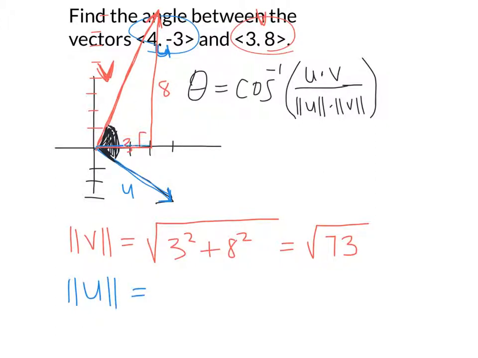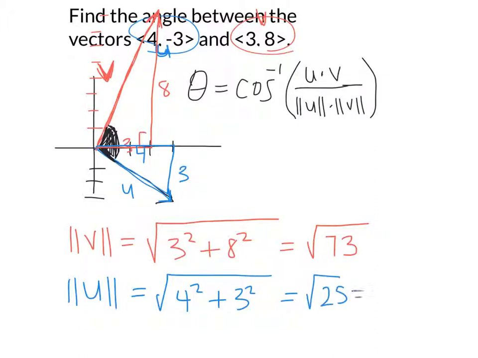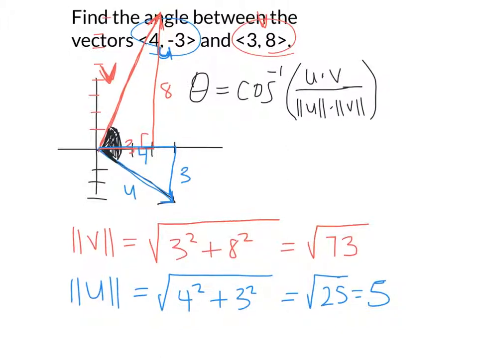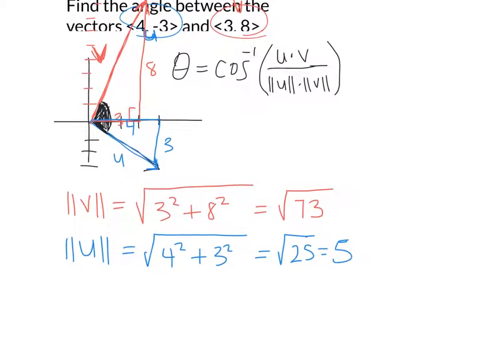So now let's find the magnitude of vector u. Once again, we're going to use the Pythagorean theorem. Okay, here we have a y value of 3 and an x value of 4. So 4 squared plus 3 squared is the square root of 25, which in this case is a nice perfect one, so that's just the number 5. So if this 73 would have been nice, we would have done it too. So now that we have that magnitude, and we have the magnitude of v, now we simply have to find the dot product.